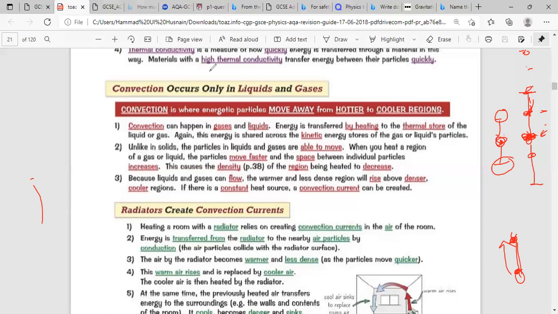So how does convection occur basically? In this type of heat transfer, the particles which get heated move towards the other part of that body, or that gas, or that liquid. So how does this happen? Are you familiar with the concept of densities?